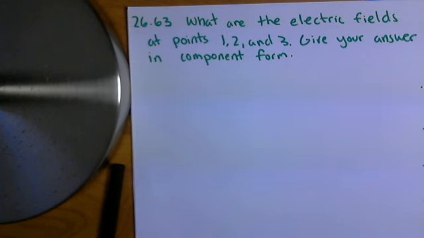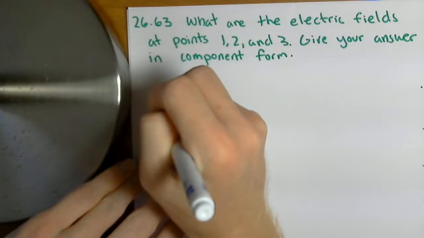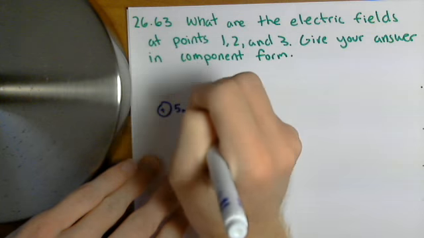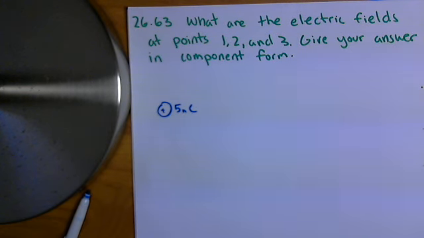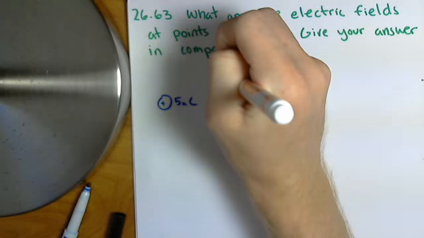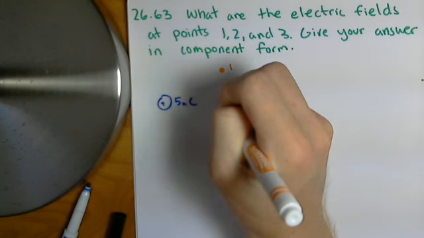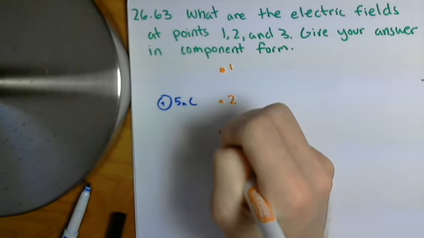So in this video, we're going to do question 63 from chapter 26, which is: what are the electric fields at points 1, 2, and 3? Give your answer in component form. We start out with a charge of 5 nanocoulombs, and then we have 3 points at which we want to find the electric field. So this will be 1, this will be 2, this will be 3.